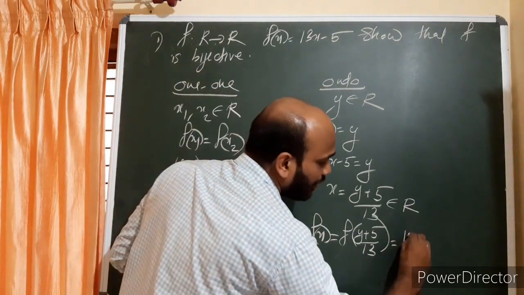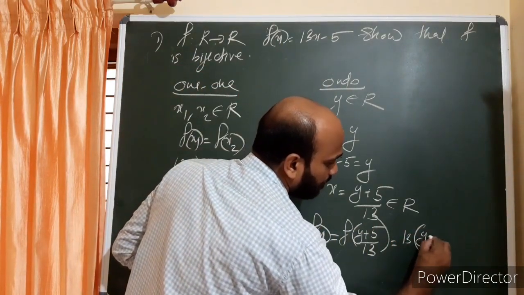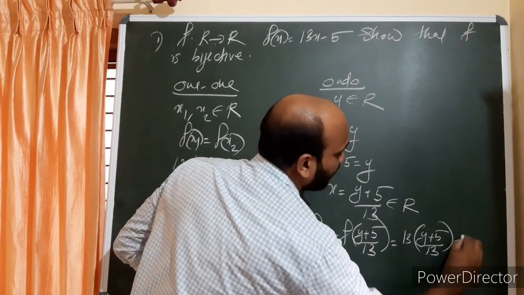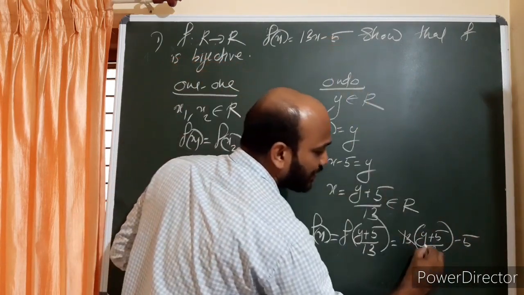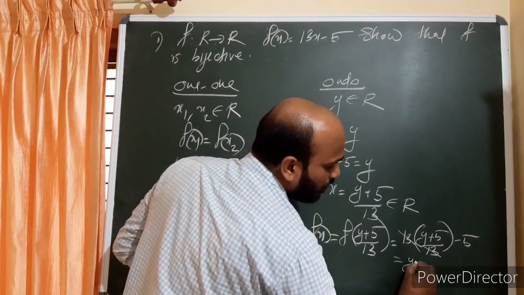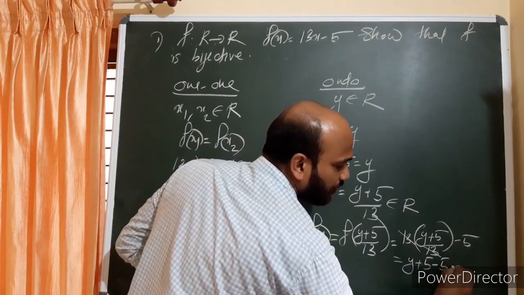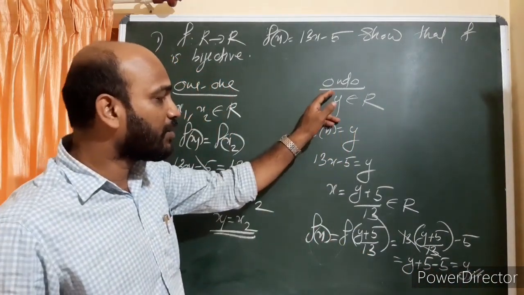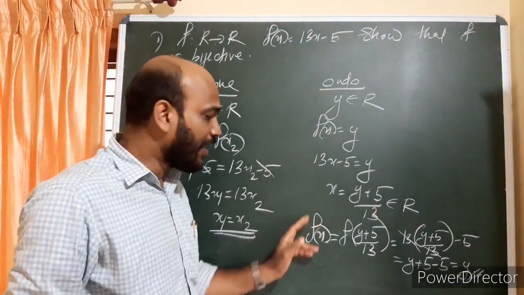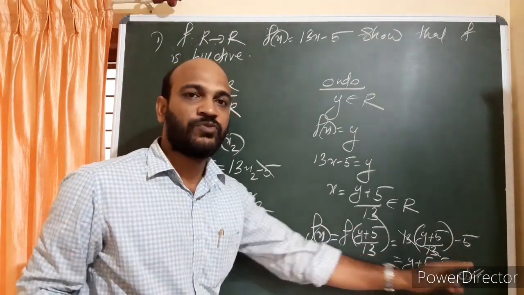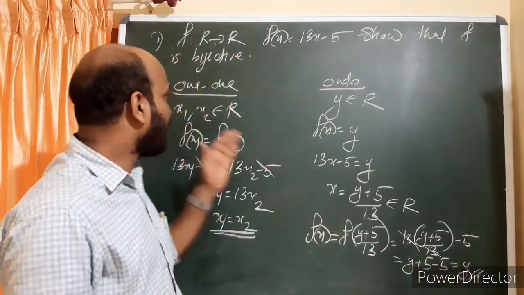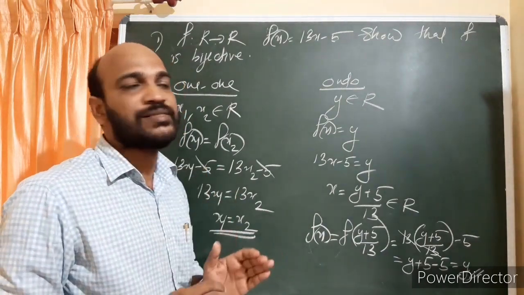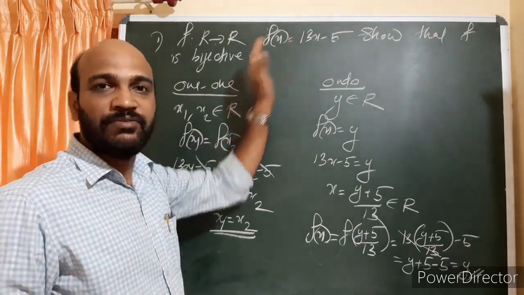So we'll get 13 into (y plus 5) by 13, minus 5. So I can cancel 13. This will be equal to y plus 5 minus 5, that means y. So for every y, we can find one x whose image is equal to y. So the function is onto and it is 1-1 also. Since it is 1-1 and onto, we can say that the function is a bijective function.